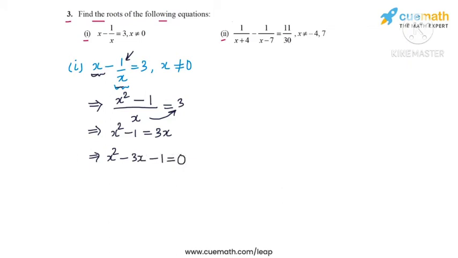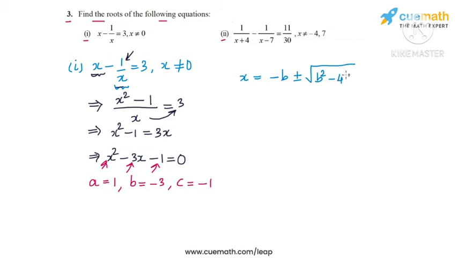So now this equation is in the standard quadratic form with the coefficients a equal to 1, b equal to −3, and c equal to −1. a is the coefficient of x², b is the coefficient of x, and c is the constant term. Now we can apply the quadratic formula and find the roots of this equation. The roots will be x = (−b ± root of the discriminant b² − 4ac) / 2a. So let's plug in the values for a, b and c.